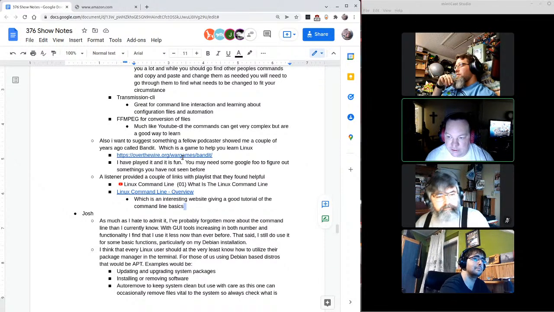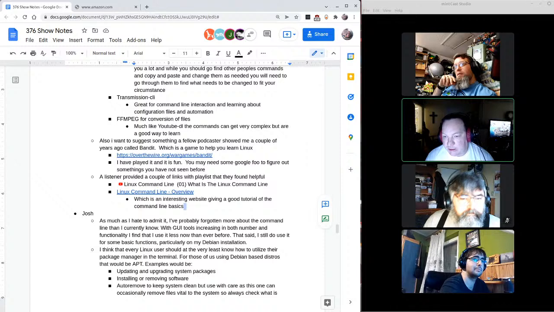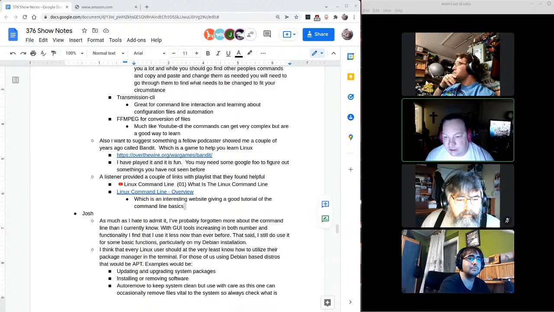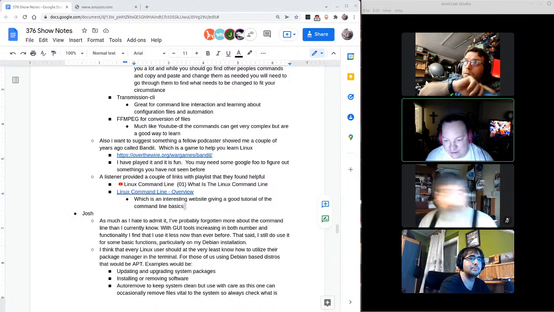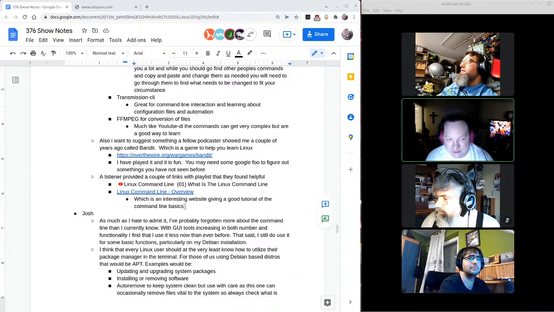So for those of us on Debian-based distros, that would be apt or apt-get. So examples would be updating and upgrading system packages, installing and removing software, and using autoremove to keep the system clean, but use that one with care because it can occasionally remove files vital to the system. So always check what it's going to uninstall before executing it. I have personal experience with that one.